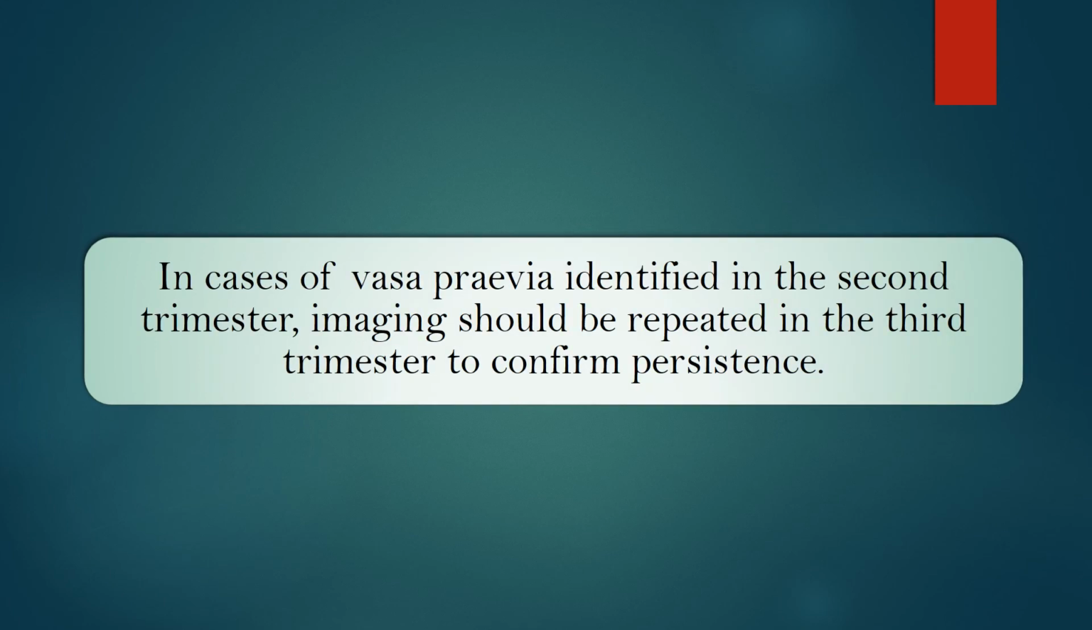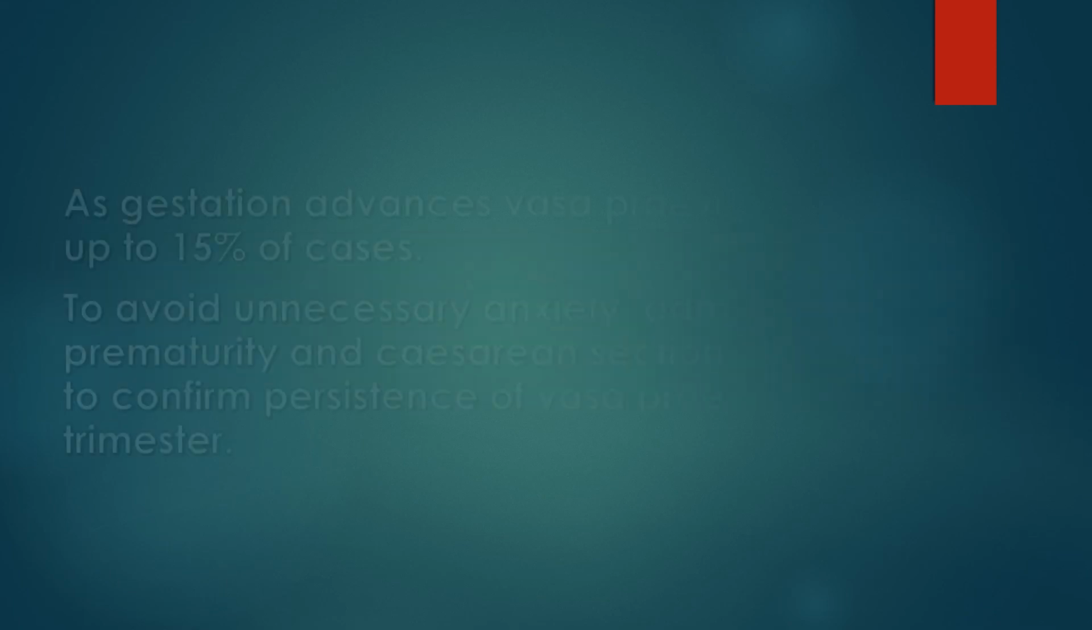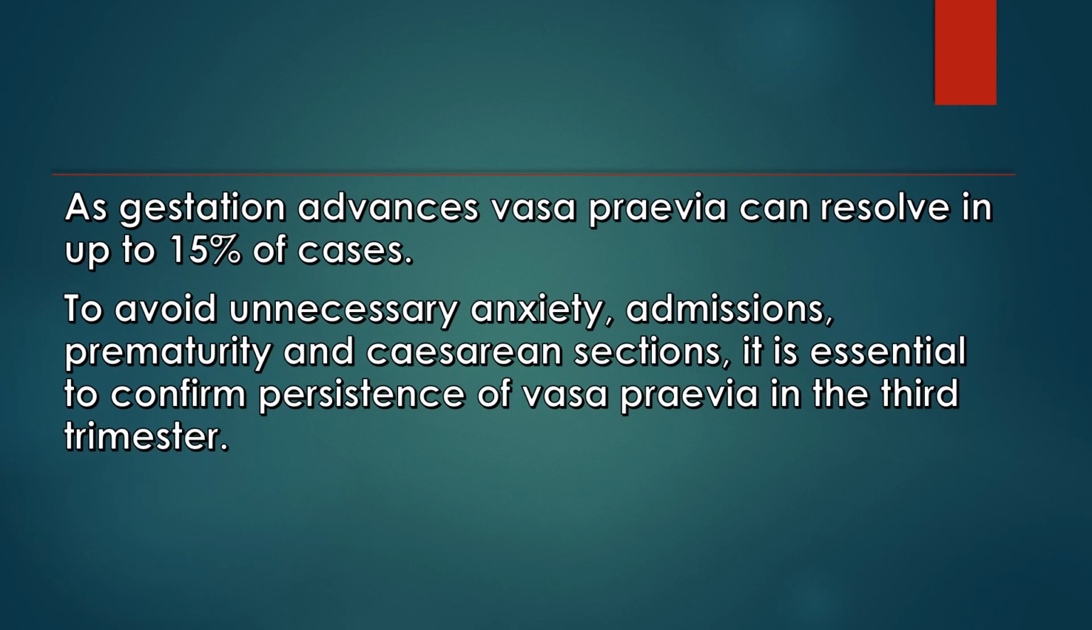In cases of Vasa Previa identified in the second trimester, imaging should be repeated in the third trimester to confirm persistence. As gestation advances, Vasa Previa can resolve in up to 15% of cases. To avoid unnecessary anxiety, admissions, prematurity, and cesarean sections, it is essential to confirm persistence of Vasa Previa in the third trimester.